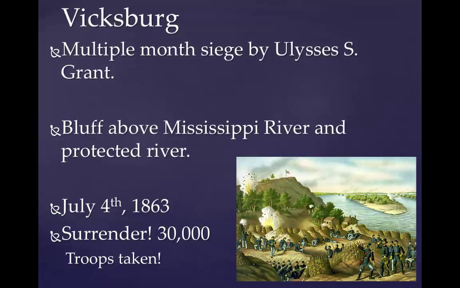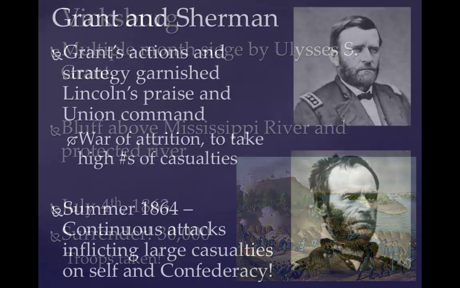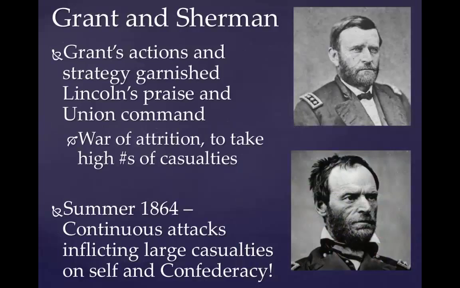They take the town, and you get 30,000 Confederate troops surrendering, and that's a big deal. And you have Ulysses S. Grant as the victor at Vicksburg, ultimately getting the attention that Lincoln was finally looking to give. Lincoln praised Ulysses S. Grant for finally being the general to fight the war in a way that made sense to Lincoln based off of the advantages of the North.